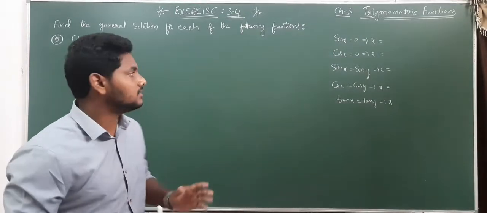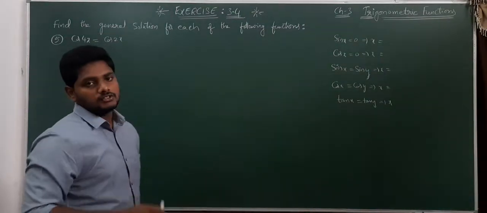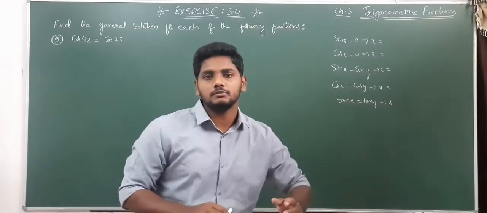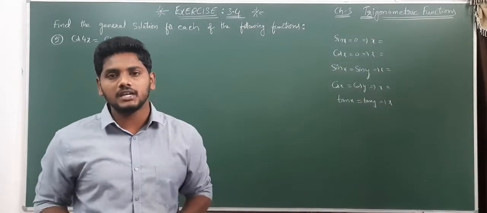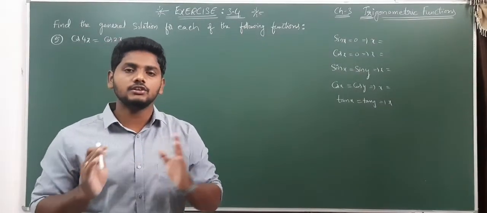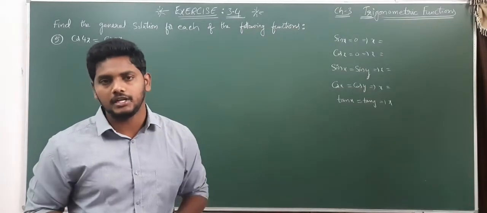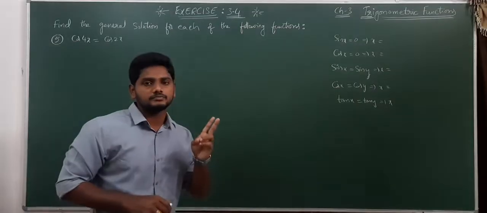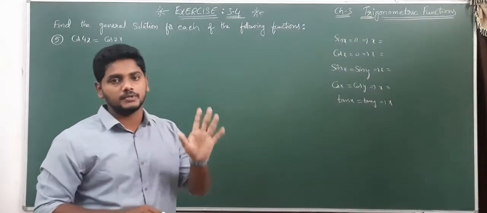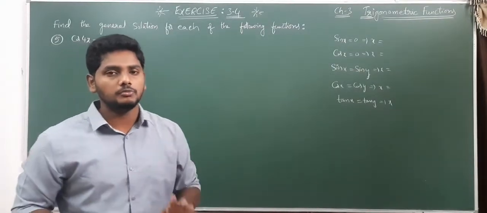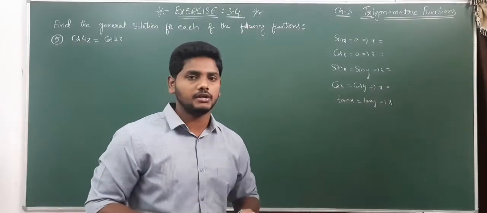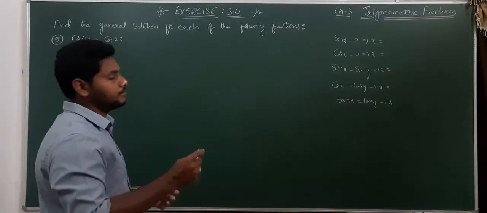As I said, principal solutions are nothing but the solutions of trigonometric equations in the interval of 0 to 2 pi. While solving for principal solutions of any trigonometric equation, definitely we get two solutions. Those you consider as principal solutions. That is for 2 marks, or sometimes they may ask for 1 mark also, based on the paper setter.